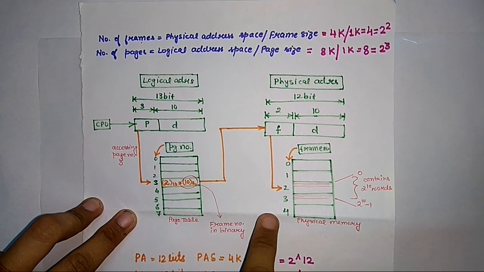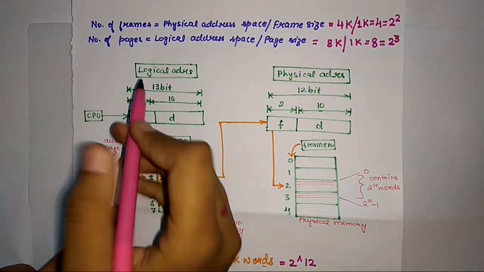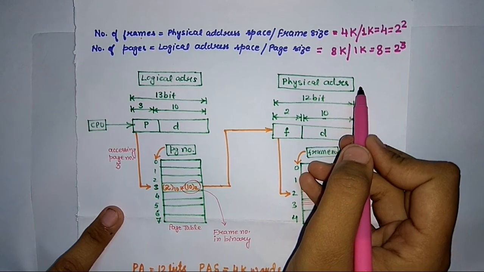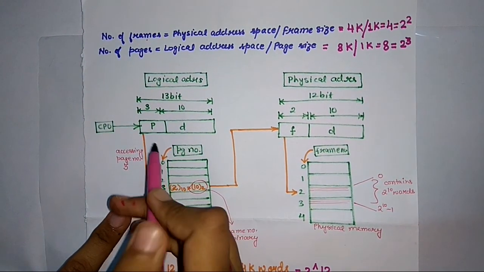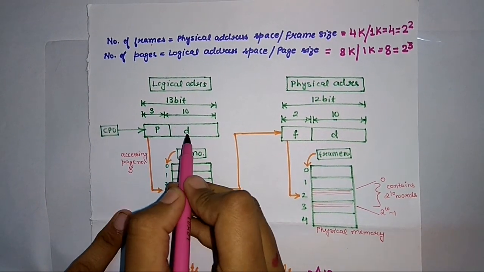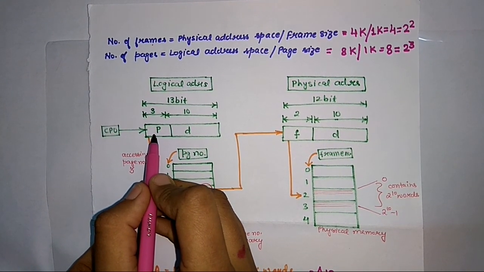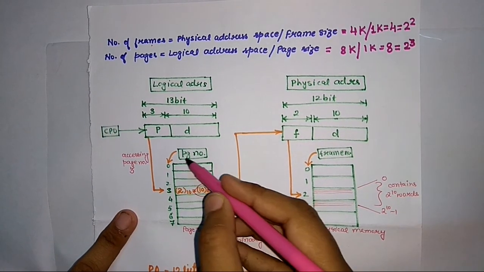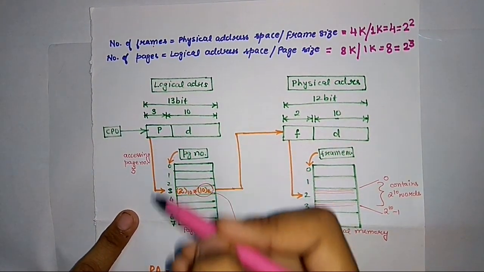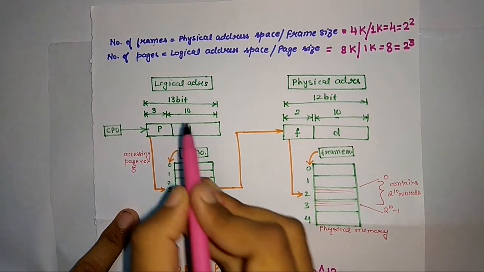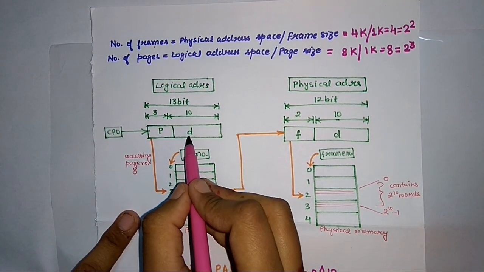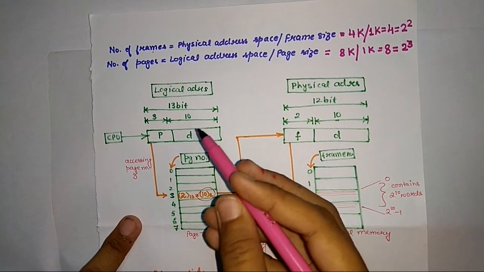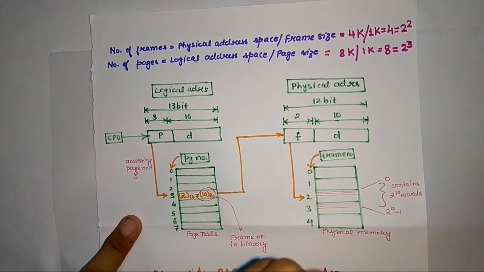Now we'll understand the concept of paging in more detail. So this is the logical address space and this is our physical address space. The logical address space is divided into two parts, P and D. P is the page number, the number of bits required to represent the pages stored in a logical address space. Similarly, D is the page offset, which is the number of bits required to represent a particular word in a page.